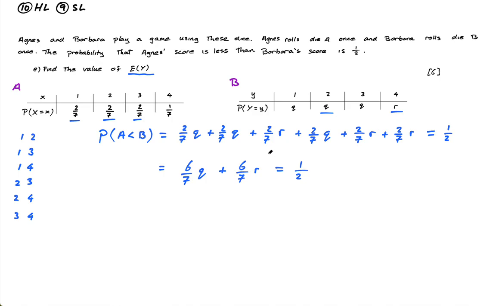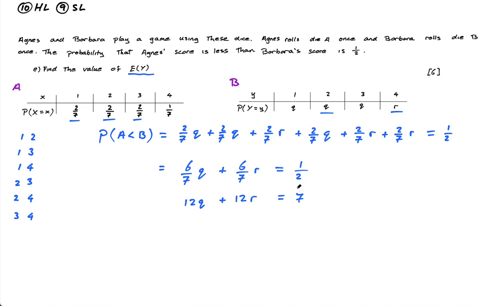Do I want to? Well, let's do it. I'm going to multiply across by 2. Let's do that first. If you're okay, guys, I'm going to multiply by 2 and multiply by 7. So I'm going to get my 12q plus 12r equals 7. What I've done is I've multiplied everything by 2, giving me 12q, 12r, and these cancel. And then I've multiplied everything by 7, which gets rid of this fraction, gets rid of this fraction, and 1 times 7 is 7. So that gives me this equation.